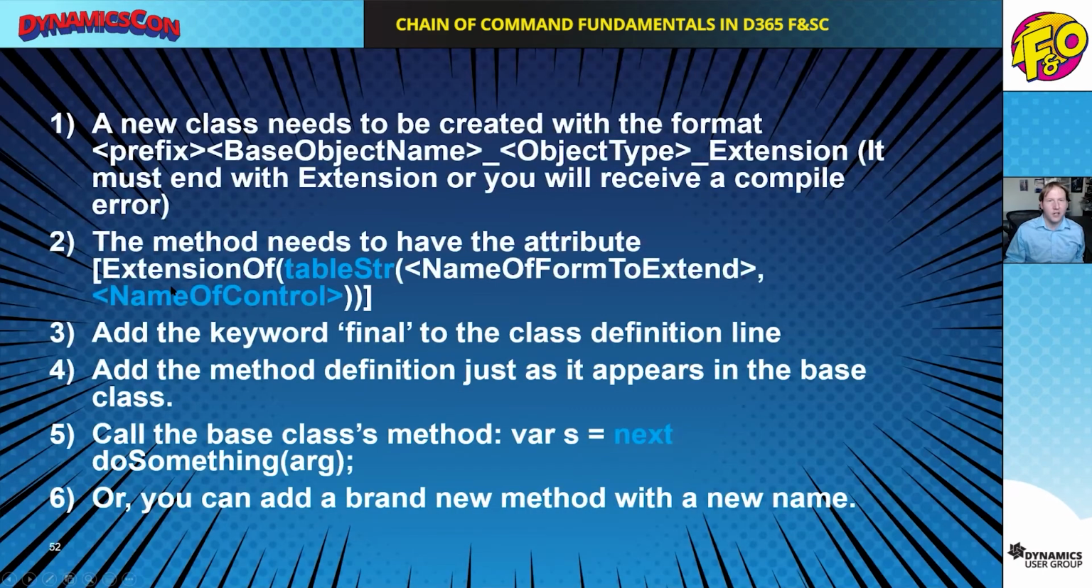All right, so the last one we have real quick is a data entity. So data entities are kind of like tables. They're really just views, so they can combine multiple tables together. And basically, because of that, we actually use this same function. We use table string, and then we're going to give it the name of the data entity in this table string.